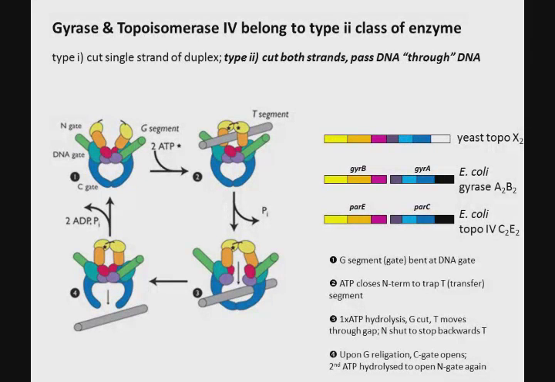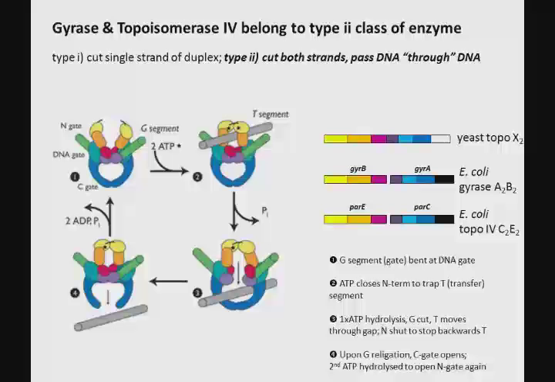Class 2 are much more interesting ones, where you cut both strands, allow them to relax, and then put the strands back together again. So the easy way to think about this is class 2 effectively pass one segment of DNA through another. We can study this in yeast, and these class 2 enzymes are present on a single polypeptide that dimerizes, or we can study these in bacteria where they're present on two separate polypeptides that dimerize as a heterotetramer.